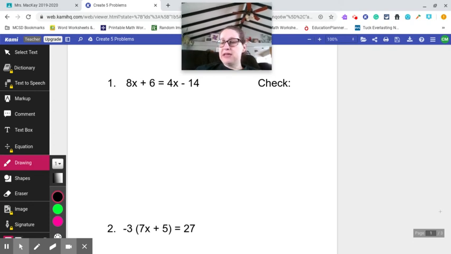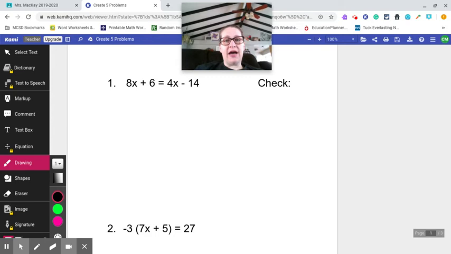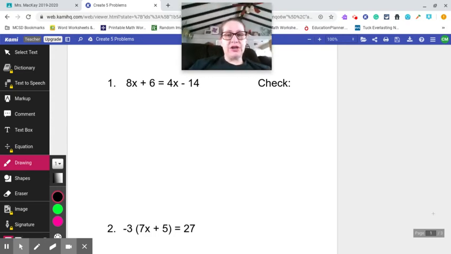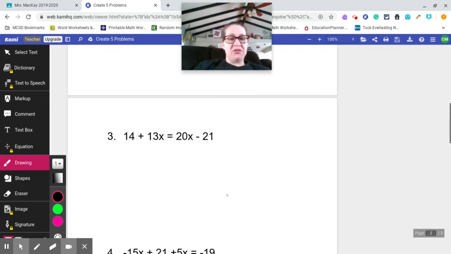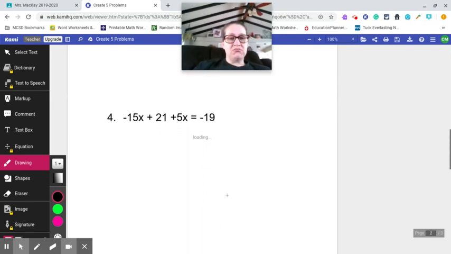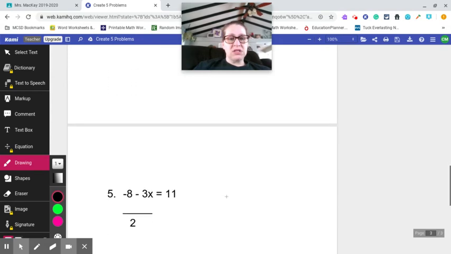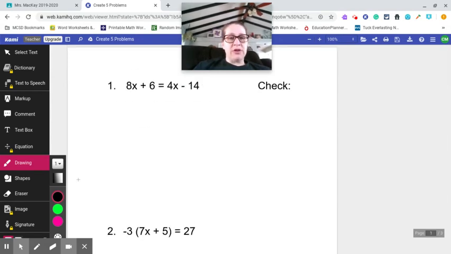So today's math assignment is to create 5 solve and check multi-step equations. I've created 5. If you would like, I can share this document with you, and you can do the rest of them. I'm going to do the odd ones, so I'll do 3 of them with you, okay? So let's start with the first one.